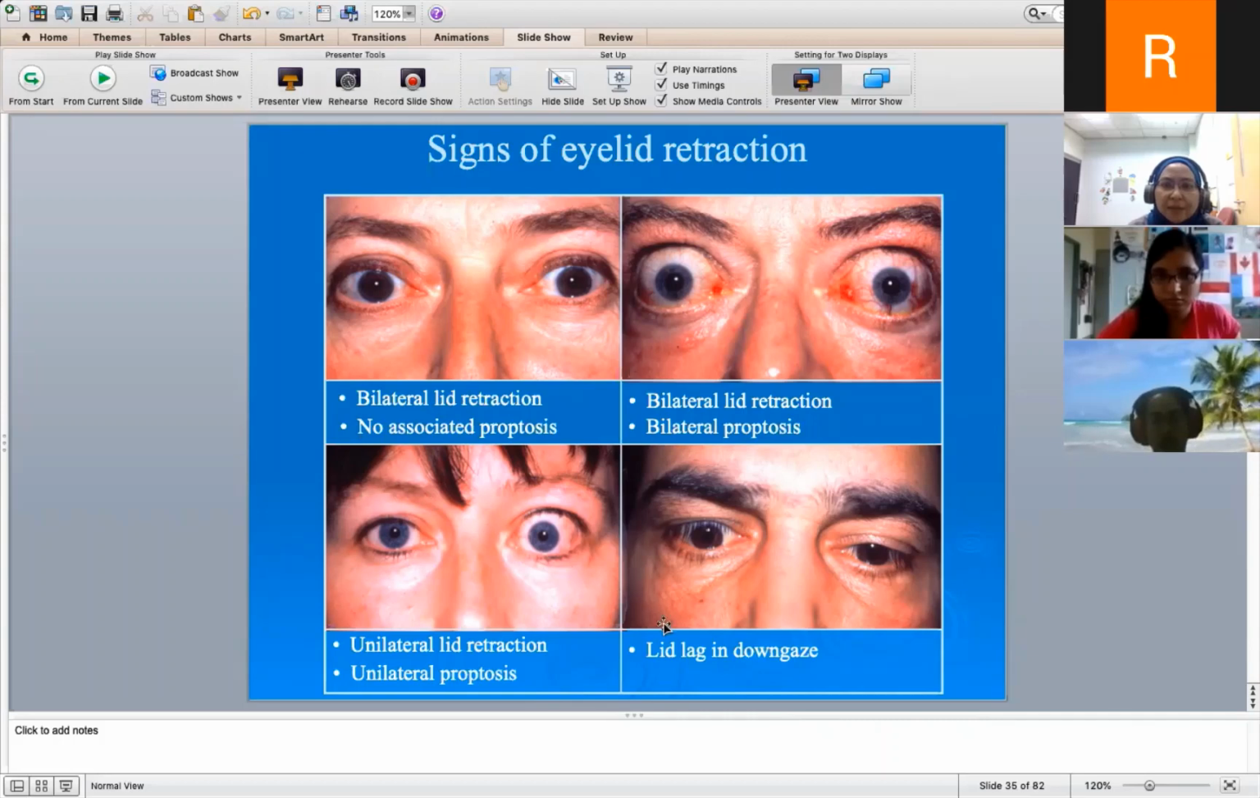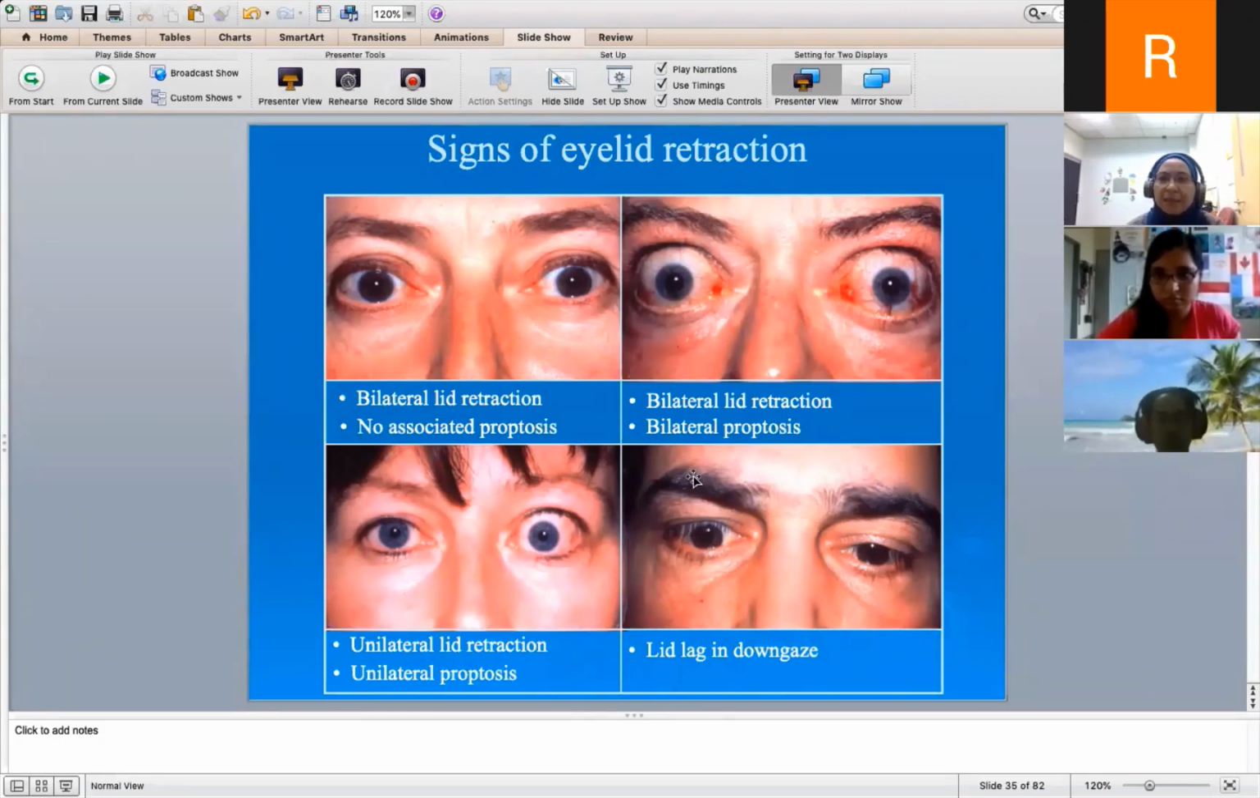Okay? Now, lid lag means when you ask the patient to look down, initially the patient was looking up, but then slowly they'll be looking down. The moment they look down, yeah. Can you hear me? Any problem? No? Okay. Now, lid lag means the lid is lagging behind.